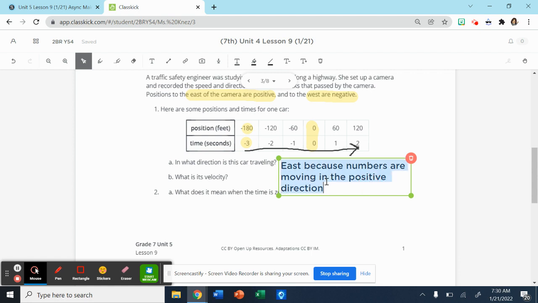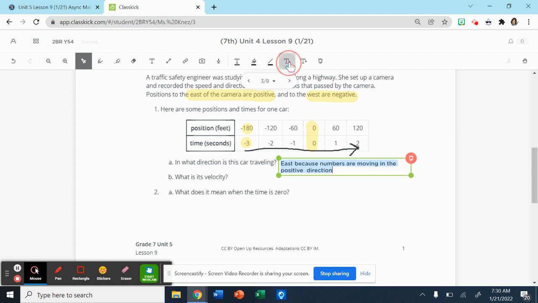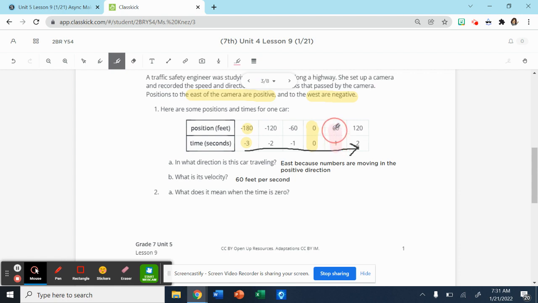Now, this question that says, what is its velocity? Remember, velocity is just speed with direction. And so velocity we can calculate by finding the feet per second. And in this case, we don't even need to calculate the feet per second because we can see in the table that after 1 second, she's traveled 60 feet. And that's this row in the table here that just tells us the unit rate right off the bat. 1 second, she's gone 60 feet.